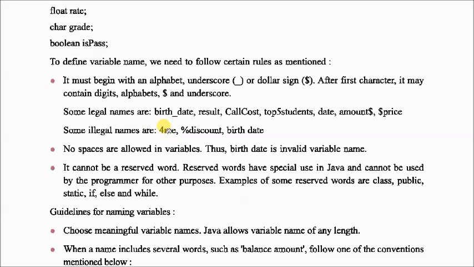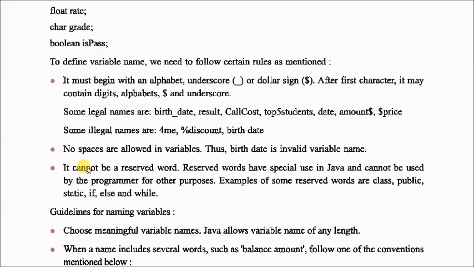Some illegal names are 4me. Okay, so 4 is there. You cannot use a number as the first character. Then here a percentage sign, and birth date with a space. You cannot use a space. So these are the invalid or illegal names which are not accepted by Java. No spaces are allowed in variables. Thus, birth date is an invalid variable name.